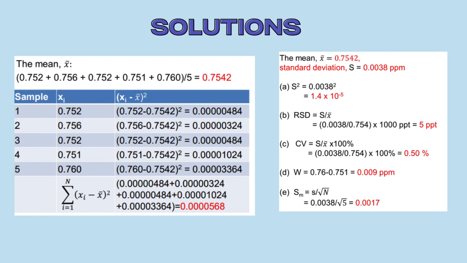Then the next is the spread. How do we calculate it? The formula is the largest value minus the smallest, 0.760 minus 0.751, and we get 0.009 ppm.